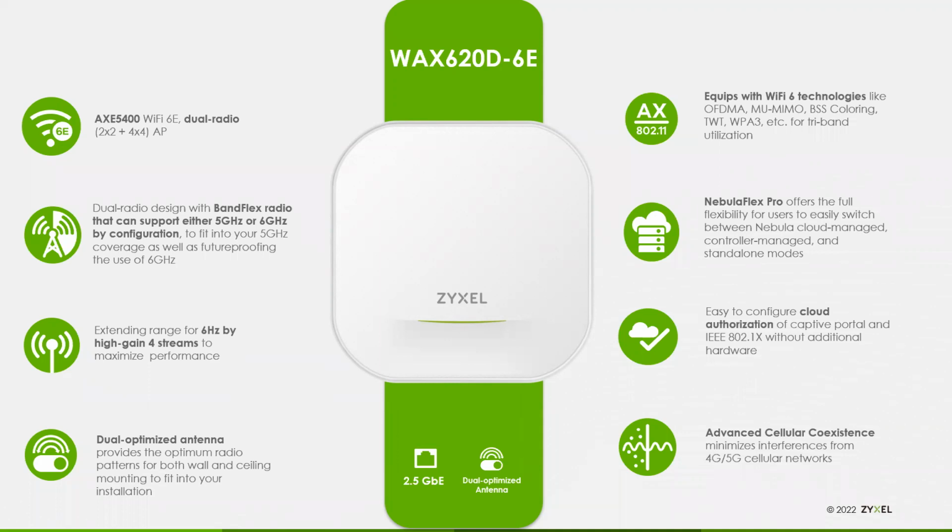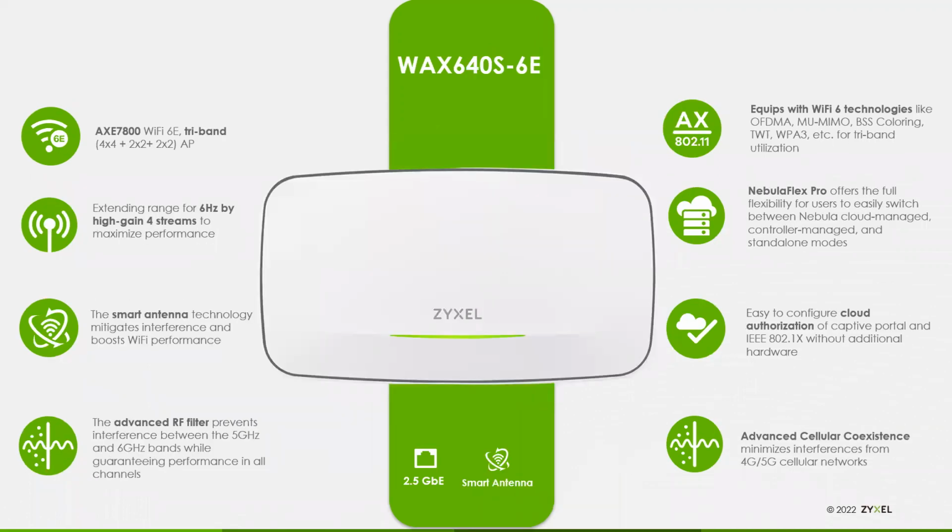And then for those of you looking for a true tri-band solution, something that supports 2.4, 5 gigahertz, and 6 gigahertz all at the same time, we have our WAX640S-6E. This is available now. So one radio is 4x4, the other 2 are 2x2 radios, but all 3 of them are broadcasting at the same time. And again, this is a Nebula Flex Pro product. It has a 2.5 gig multi-gig Ethernet uplink port, and it has smart antenna technology. So this is right up there with that 650S as far as flagship goes. Aggregated speed's about the same, but you're missing out on the Bluetooth radio.